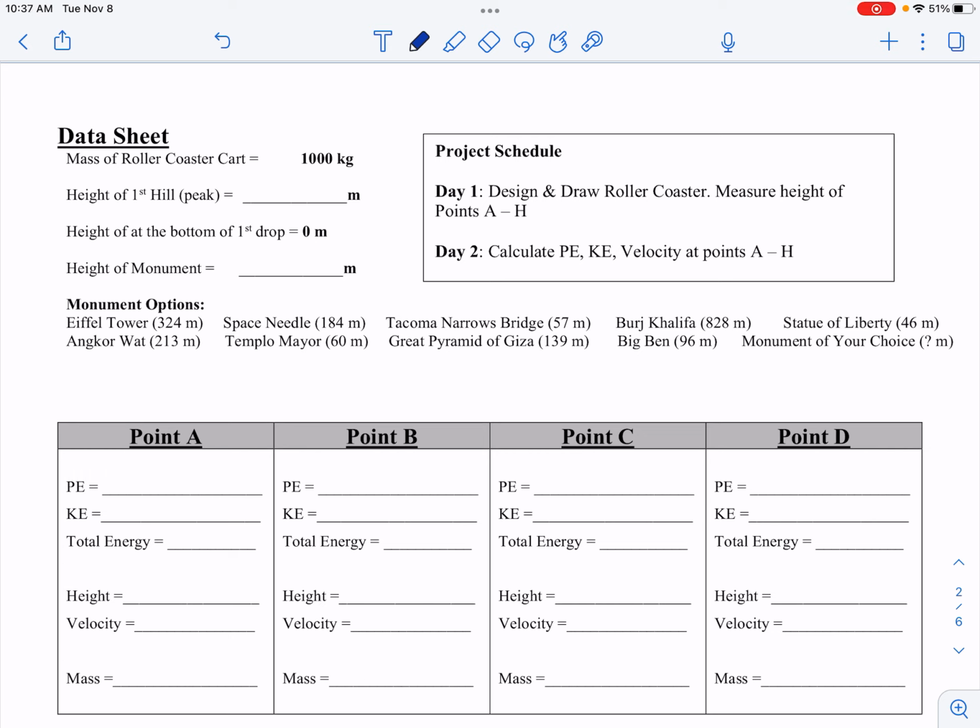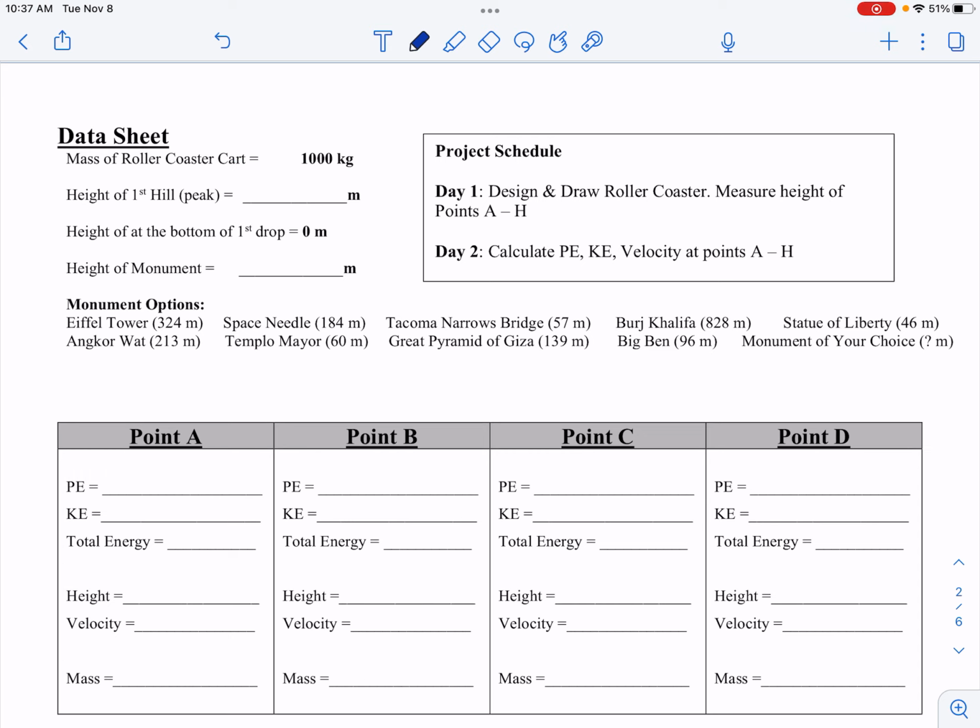You should define the height of your very first hill, right? We watched a roller coaster video, knowing that the first hill is always going to be the tallest part of your roller coaster. So you want to define how tall you want it to be. Now for everyone, the bottom of that first hill should be essentially on the ground, right? 0 meters. So you start really, really high on that first hill, and then your roller coaster is going to go down, down, down, all the way to the ground, right? 0 meters.